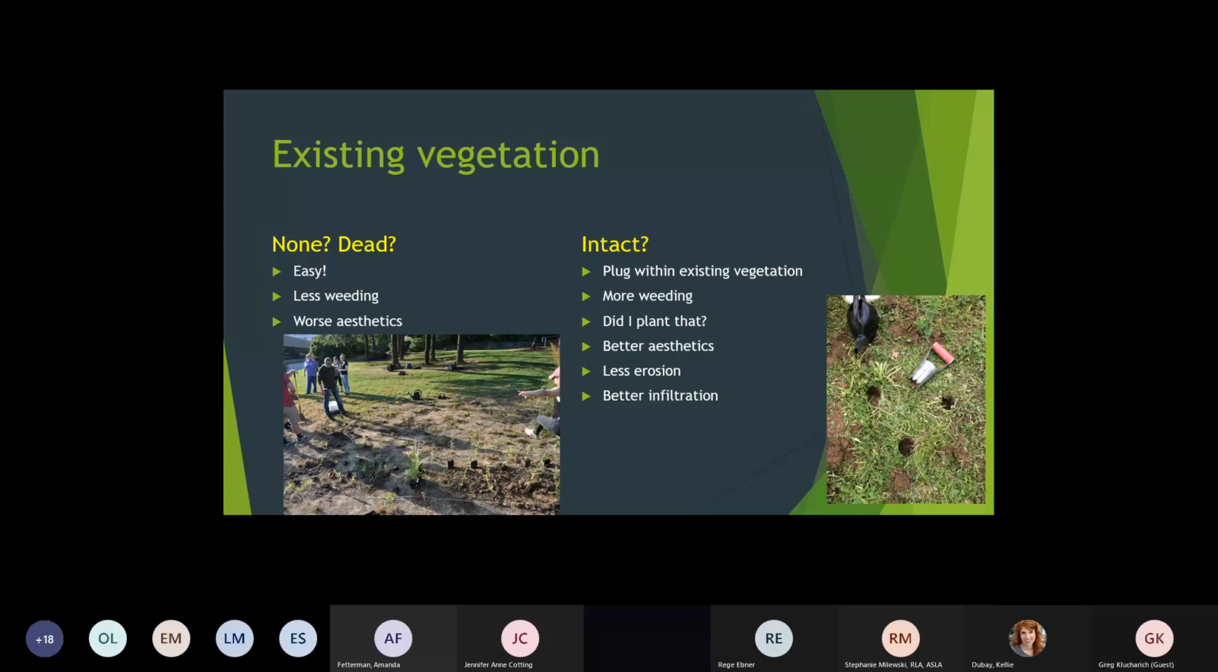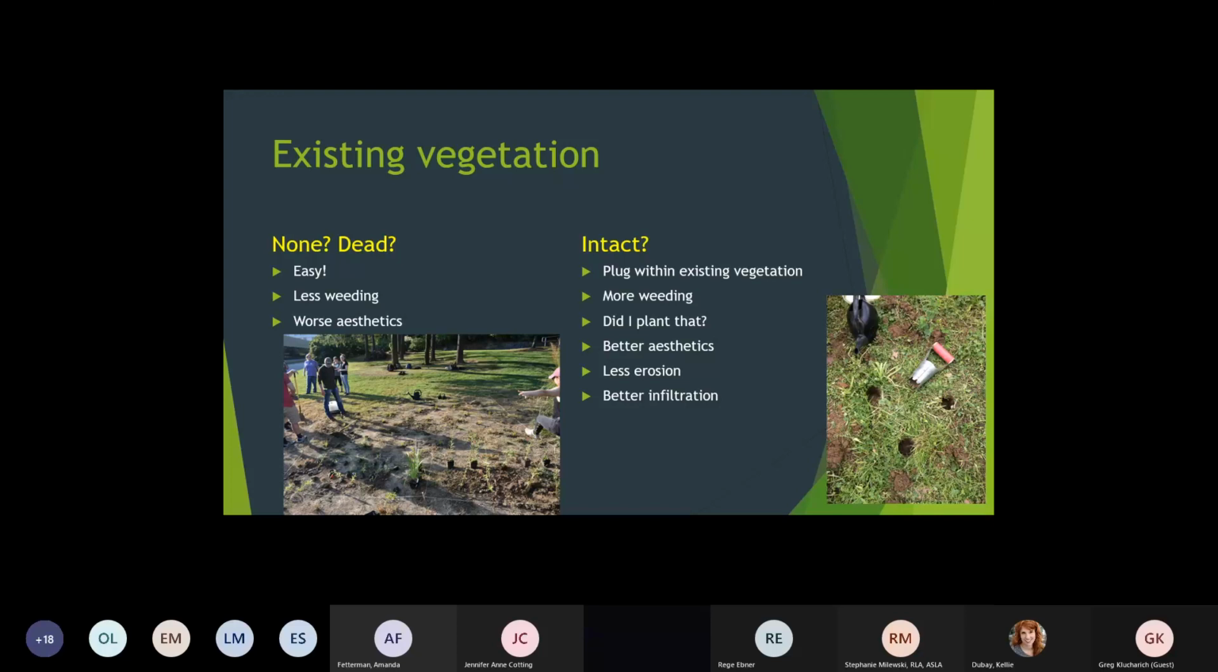So there's good and bad parts about plugging into existing vegetation. One of the challenges is that because everything's growing at the same time, it can be hard to recognize what you planted, so I needed to learn what the different plants looked like when they were immature. And that was a fun process.